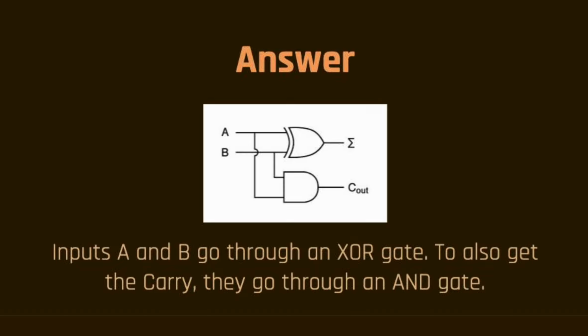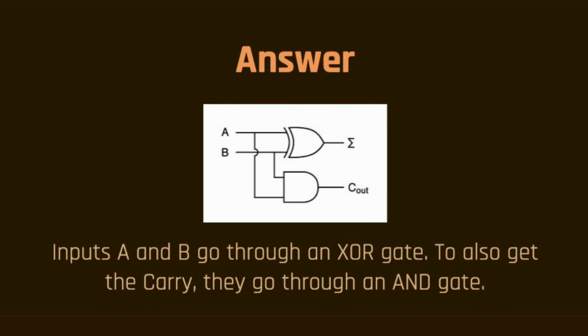So the answer for a single digit binary addition is as simple as this circuit here, where you can see our inputs are A and B. You can see the sum symbol is the sum of the inputs, and you can see the C out is basically the carry. If you try to add 1 and 1, the answer will be 0 with a carry of 1. So the inputs go through an XOR gate, and the carry is basically an AND gate, right? The carry is only 1 if both of the inputs are 1. So you can clearly see why that's an AND gate.